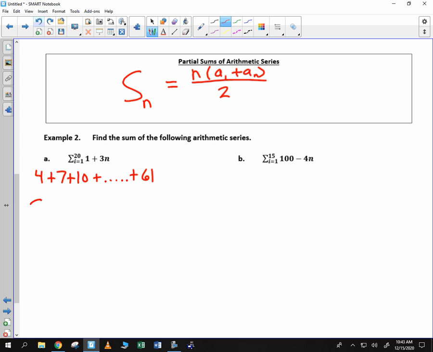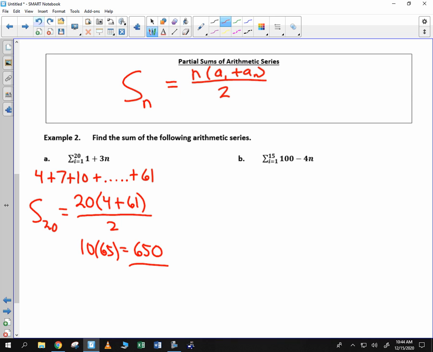So the sum of the first 20 terms is equal to how many terms? 20 times the first term, which is 4. The last term is 61. We divide that by 2. 20 divided by 2 is 10 times 65. It adds up to 650. Look at how quickly we added all of these terms. It's actually pretty efficient. The next one, let's just write some of them out.